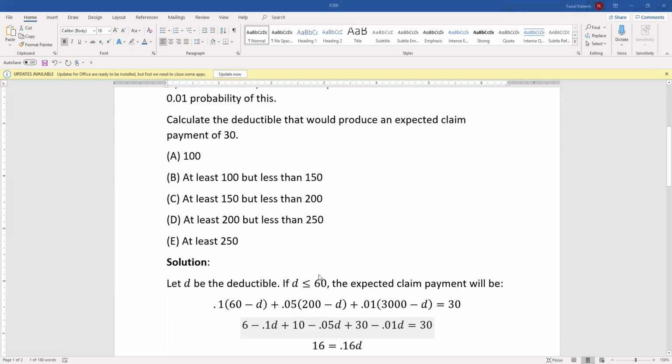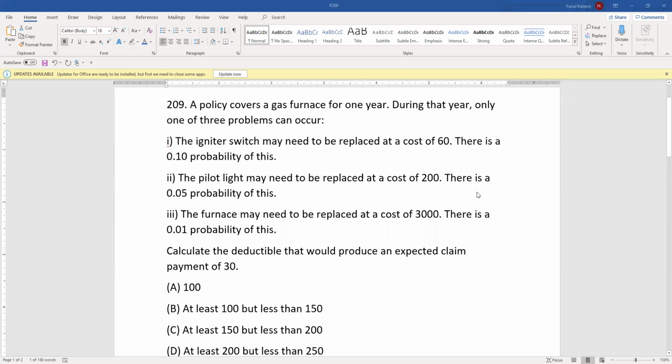So now, once again, we do the same game. It has to be greater than 60, which means this one will not produce any payment, because as I gave you the example of 70 earlier, the point of 70 was that it was greater than 60. So anything greater than 60 is not going to give any reimbursement out of this one.